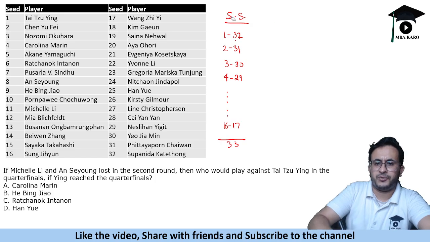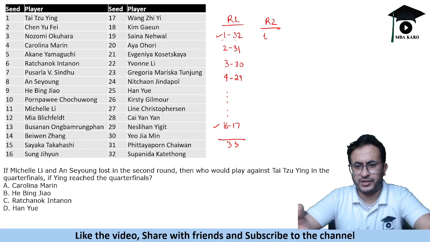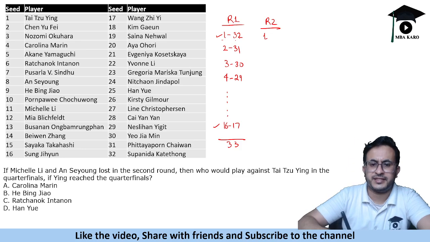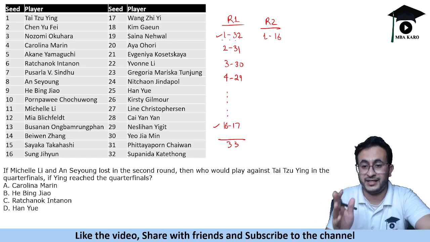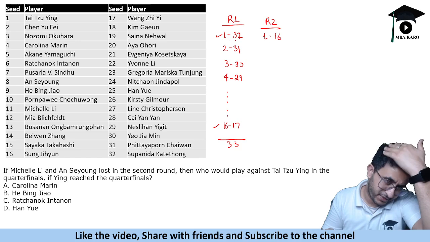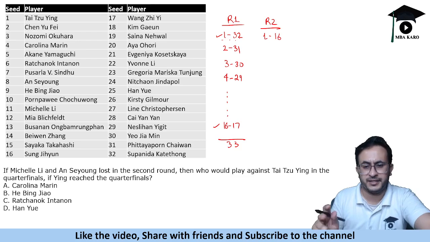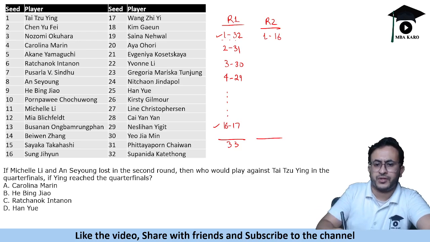Now if you talk about the second round, this is round 1. In the second round, 1 will play against the winner of this game. The ideal scenario is that player number 1 will win and player number 16 will win, unless a lower ranked player beats another player, which is called an upset. This is going to happen.